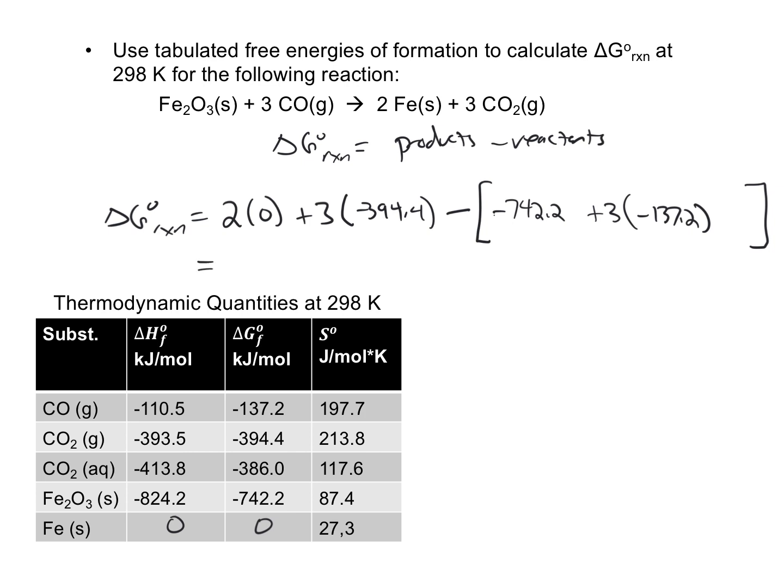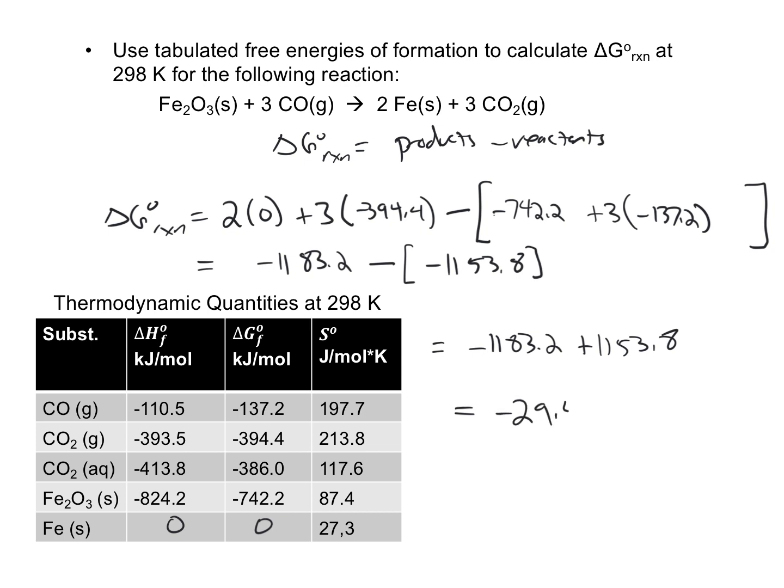All right, so now if we do a little bit of arithmetic, 3 times negative 394.4, I get negative 1183.2. And then it's minus, and I'll add up everything inside the brackets. And so when I do negative 742.2 plus 3 times negative 137.2, I get negative 1153.8. All right, and so now I have negative 1183.2, and then minus a negative is a positive, so then I have plus 1153.8, and that gives me a final value of 29.4.